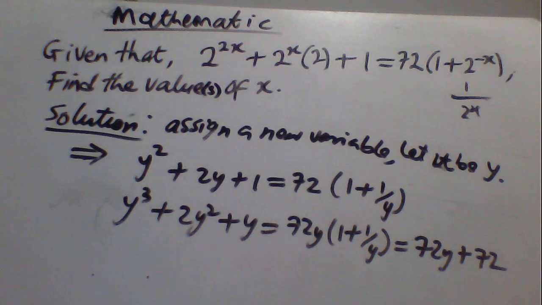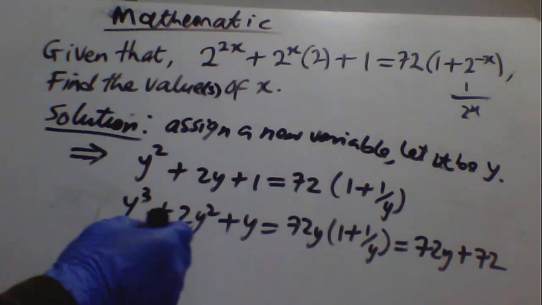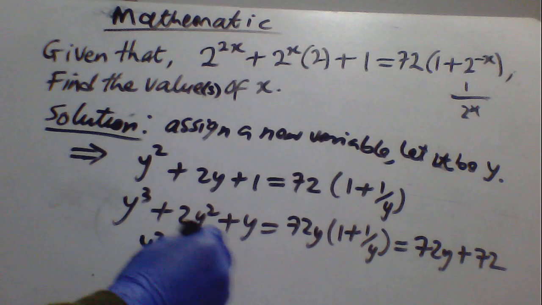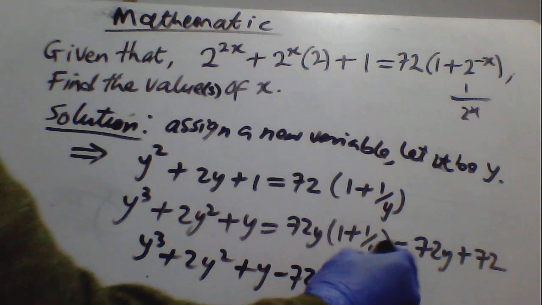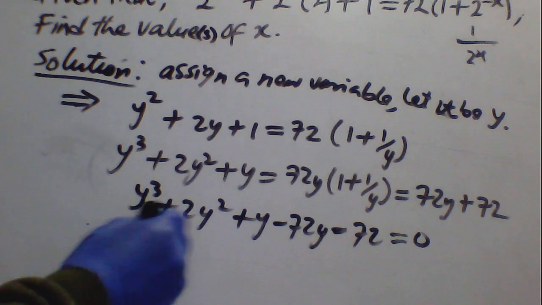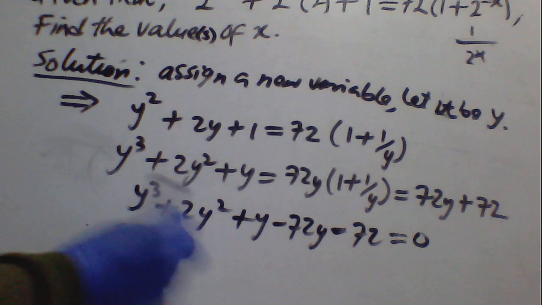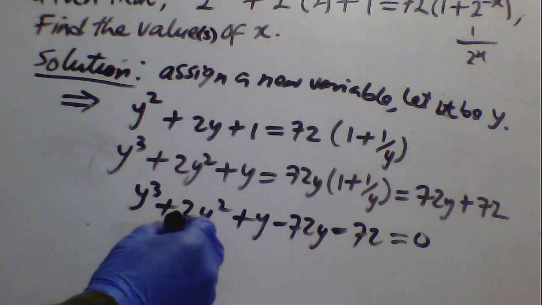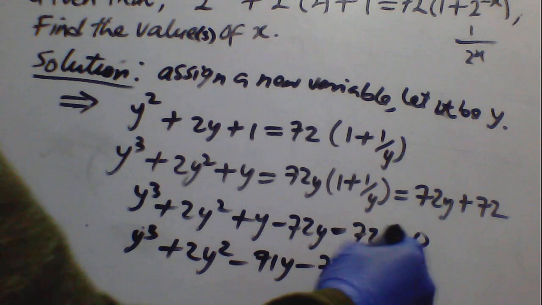So from here we have to arrange the terms on one side of the equation, mainly the left. So all of this coming to the left, you have y raised to the power 3 plus 2y squared plus y minus 72y minus 72 is equal to 0. So what is the next thing you have to do? Simplify. In this case, you have y raised to the power 3 plus 2y squared minus 71y minus 72 is equal to 0.